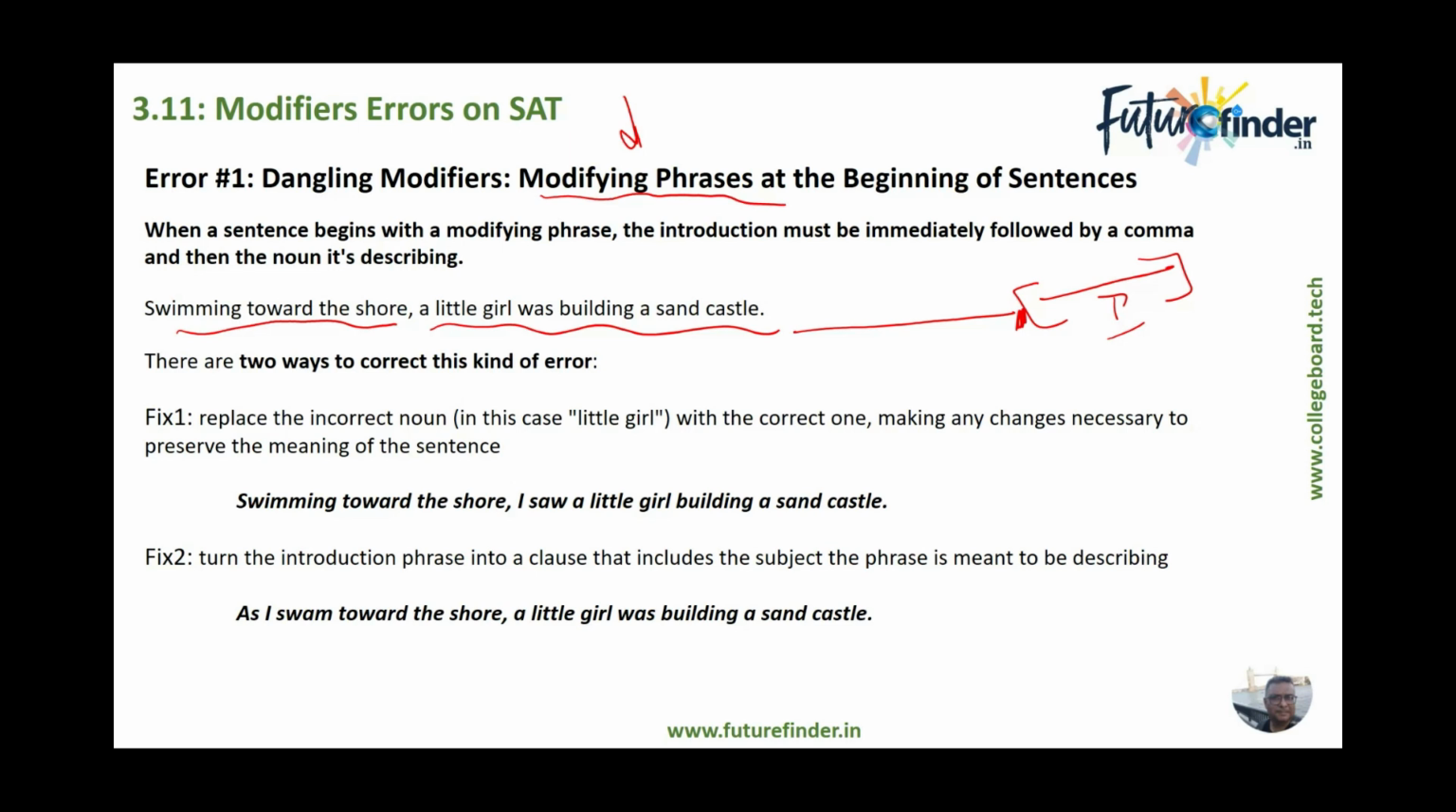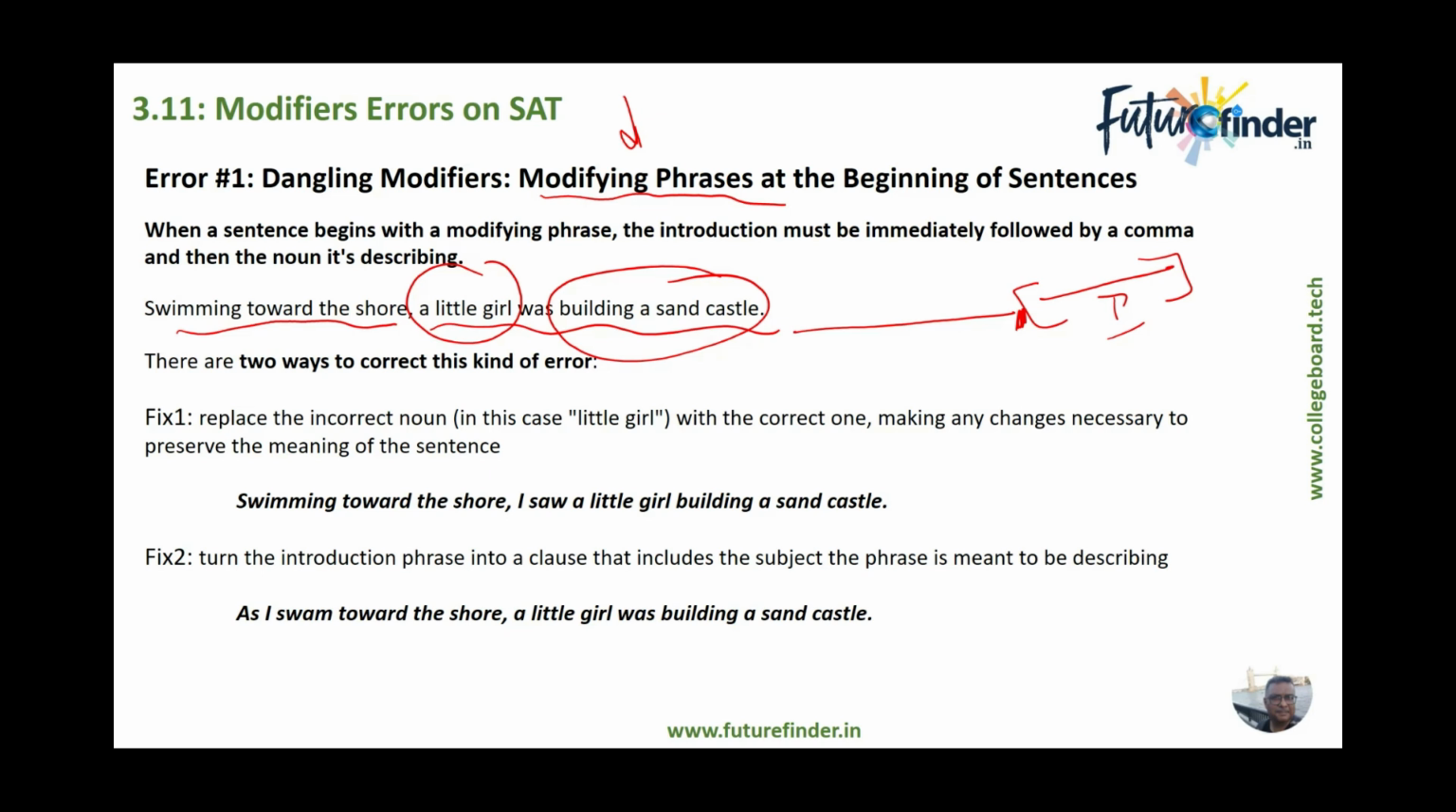So here two simultaneous things seem to be happening. Swimming towards the shore, the girl was also building a sand castle. Now this cannot be the case. A girl cannot be swimming towards the shore as well as build a sand castle along with that same activity. So there are two ways to correct this error. Obviously, we will be given a set of correct answers on the SAT. This is for the understanding sake that we can fix this one using two fixes.